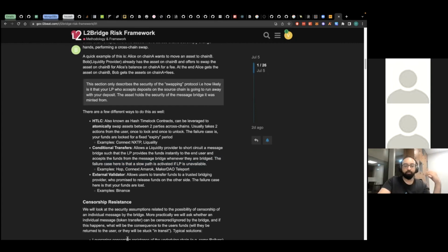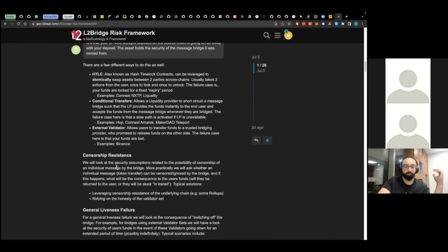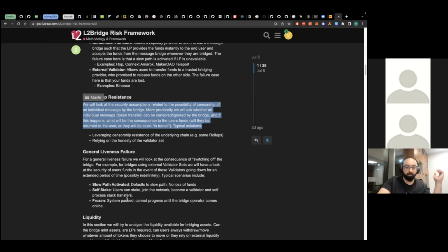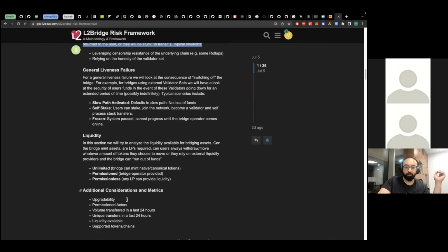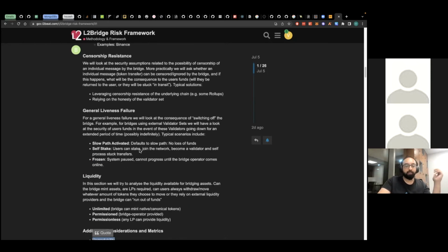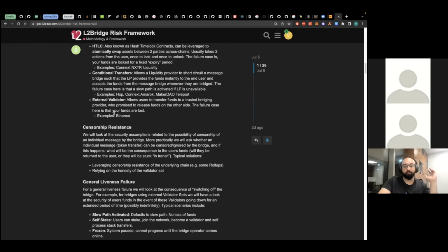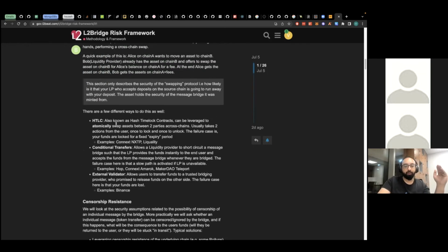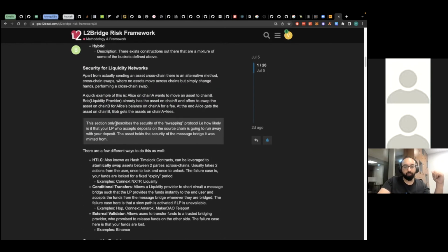Then we can look into other things like censorship resistance, liveness failure, who provides the liquidity here, what the upgradability is, what the permissioned actors are, volume transferred, things like that. But things get a lot less hairy from here. So far, this is quite a mouthful, I think.